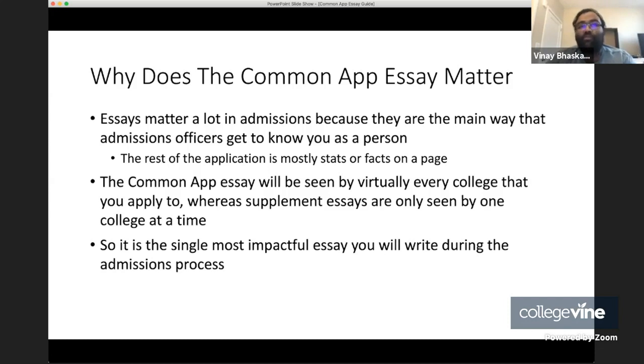And the Common App essay in particular is important because unlike, say, a supplemental essay that you're writing for one specific college, a Common Application essay is going to be seen by virtually every college that you apply to, whereas the supplemental essays are only seen by one college at a time. So it is the single most impactful essay you will write during the admissions process.